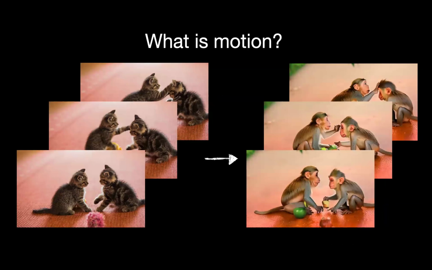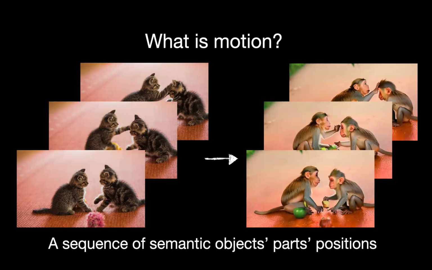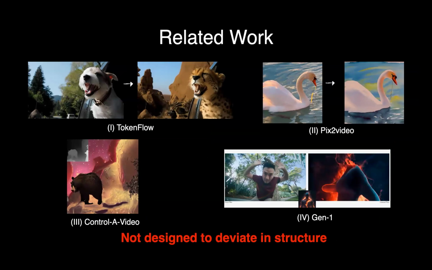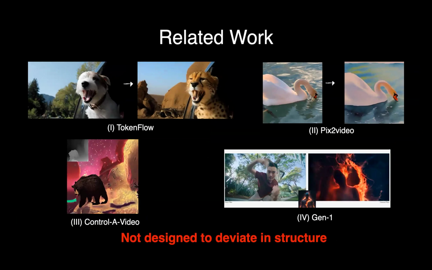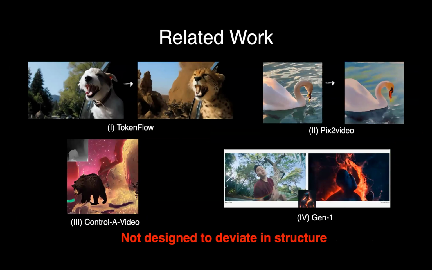And just in terms of how we define motion for our task, again, we're no longer interested in pixel level correspondences. In our case, we treat motion as a sequence of semantic part positions. So we can think about an object as being divided into semantic object parts, where for each part we think about its general position. And that's the thing that we want to preserve here. It's more of a semantic definition of motion. And prior work is really not designed to allow such deviation in shape and structure, as I'll show next.